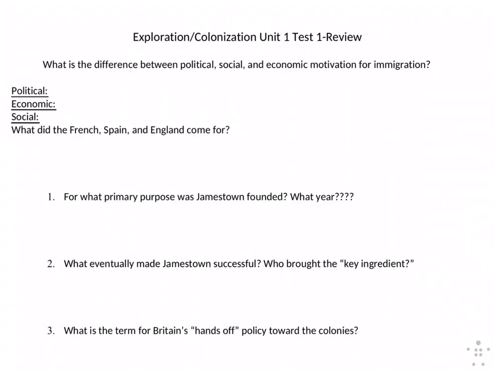The first question is, what is the difference between political, social, and economic motivation for immigration? So you have those three, which are PES, political, economic, and social. Whenever we're talking about political, this has to deal with their government. This has to deal with their power. Land equals wealth equals power. So political, you're just trying to grow your empire.